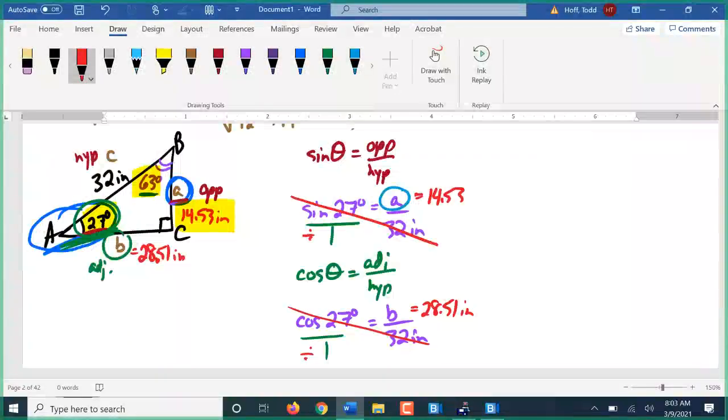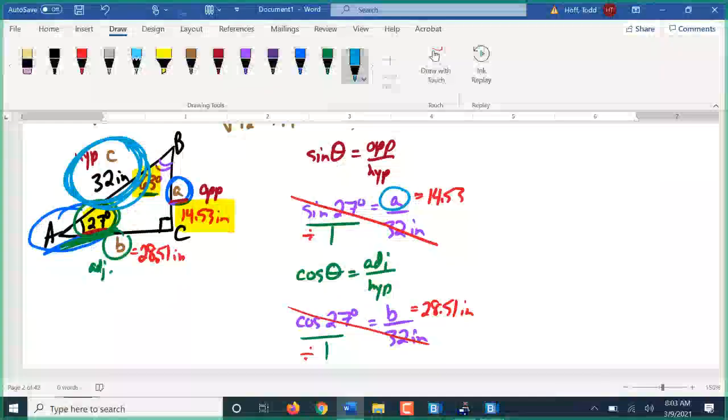Before I move on to the next example, a couple of things to point out to double check. We know that in a right triangle, the hypotenuse should be the longest side. In this triangle, it's 32 inches. So these two legs that we found better both be shorter than 32 inches. Here they are. So that is a good sign.